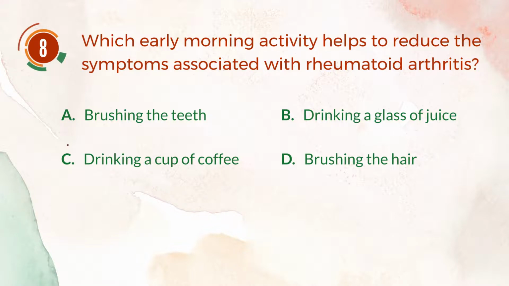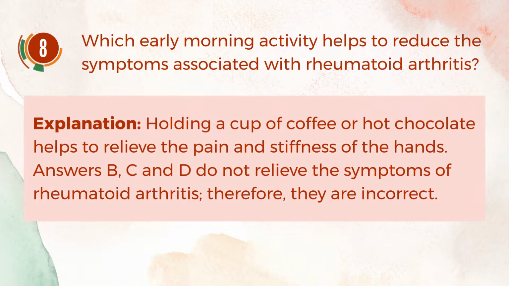The correct answer is C. Drinking a cup of coffee. Explanation. Holding a cup of coffee or hot chocolate helps to relieve the pain and stiffness of the hands. Answers A, B and D do not relieve the symptoms of rheumatoid arthritis, therefore, they are incorrect.